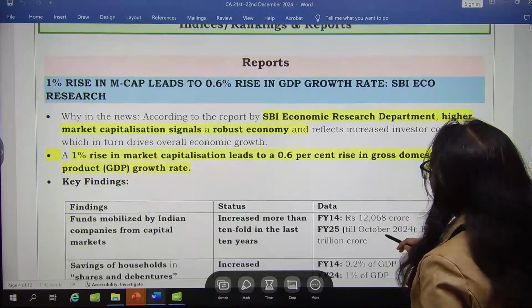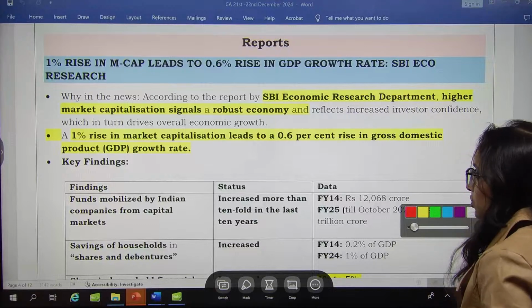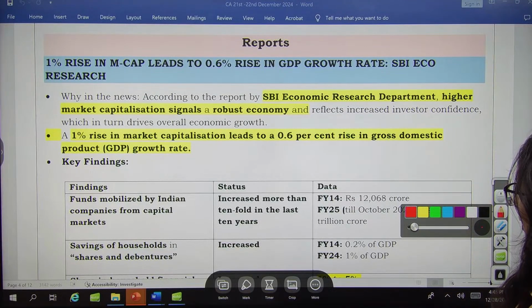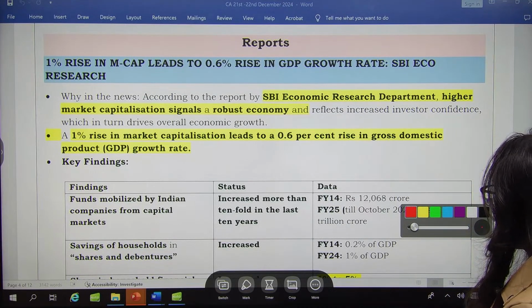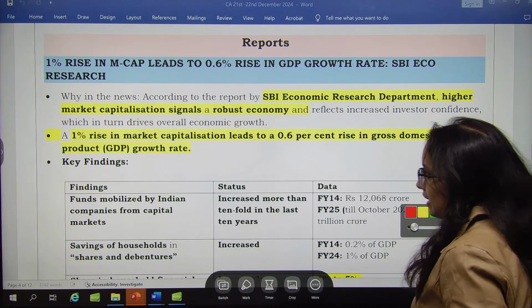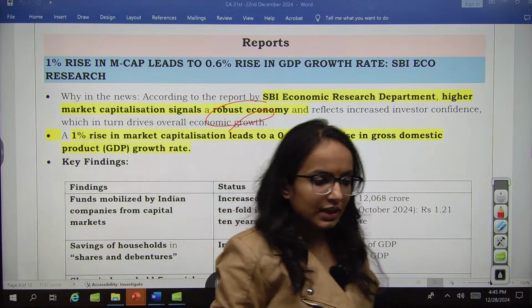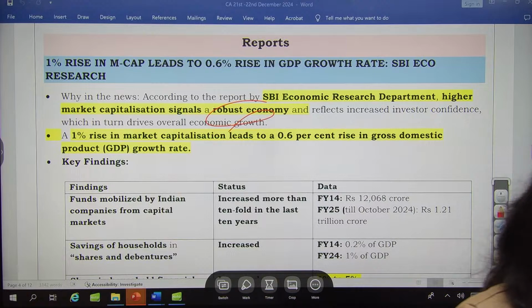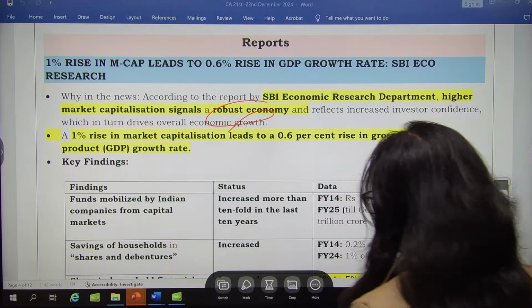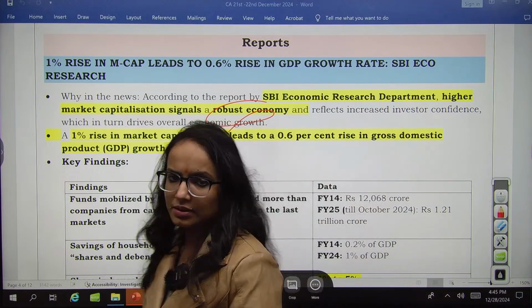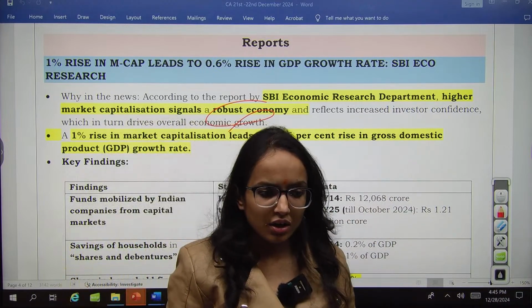Then moving on to indices and rankings. There is this new report by the SBI Economic Research Department. According to this report, higher market capitalization signals a robust economy. It has highlighted that the high market cap of companies is a signal of a robust economy. What is market capitalization? Market capitalization is basically the market value of your underlying assets.